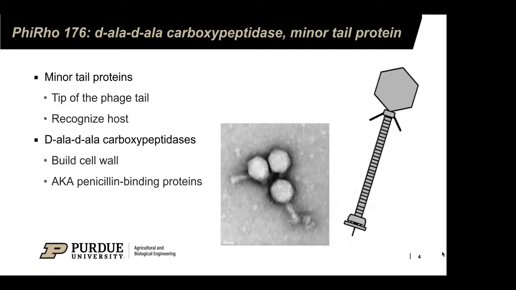For this project, we decided to focus on gene 176 of PhiRho. We found two major functions of this gene. The first one is a minor tail protein, which are proteins at the tip of the phage's tail that recognize the host and help insert the genetic material. And also D-allo-D-allo-carboxypeptidases, which help build the cell wall and are also known as penicillin-binding proteins. Now we found these are actually really highly related, and D-allo-D-allo-carboxypeptidases are a subfamily of minor tail proteins. And we're also interested in this protein because of its antibiotic resistant tendencies.